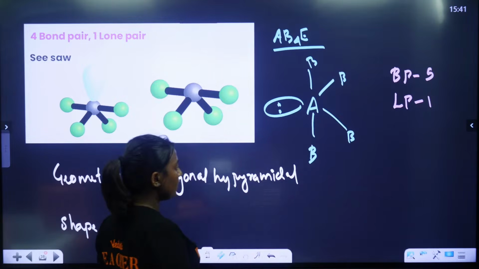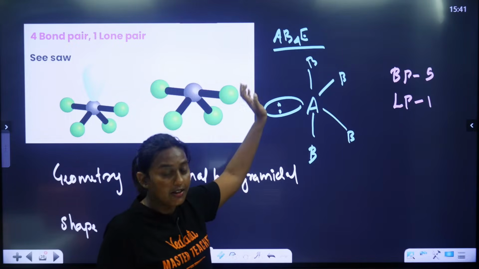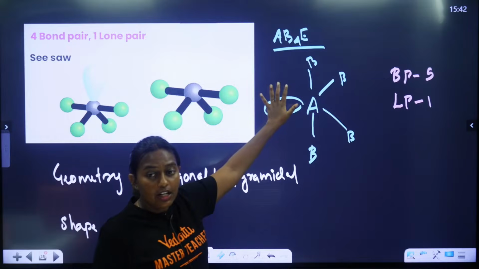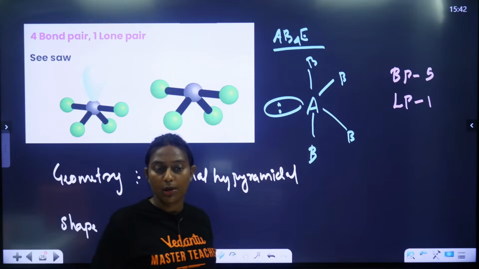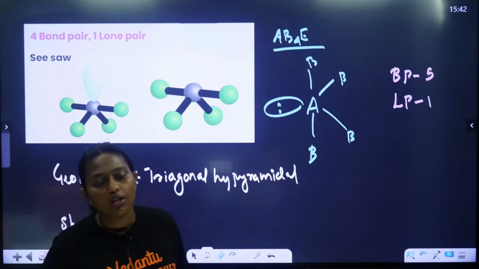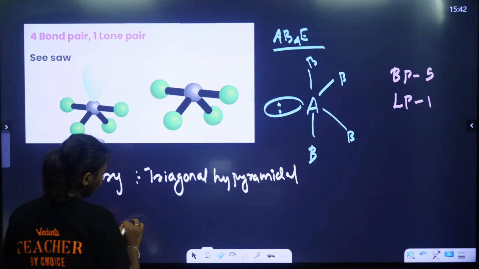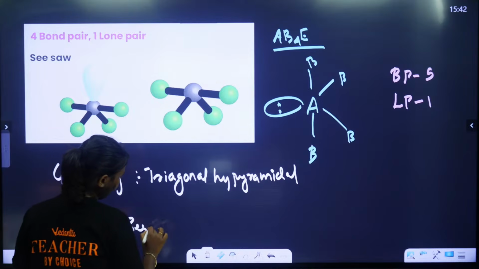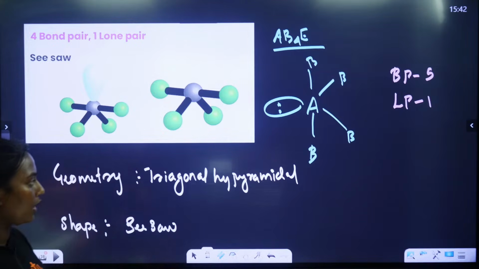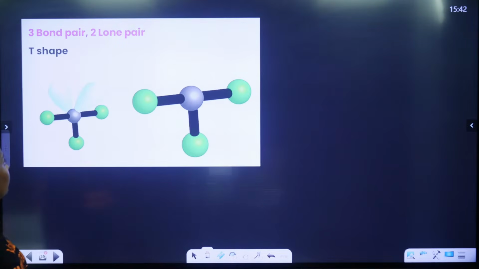So here you can see one lone pair is there. We can ignore the lone pair, then you can see a seesaw shape. You know what a seesaw is? You can see seesaws in parks. So the shape is actually seesaw shape. Lone pair, bond pair, I think everything is clear. Then we are moving to the next type.